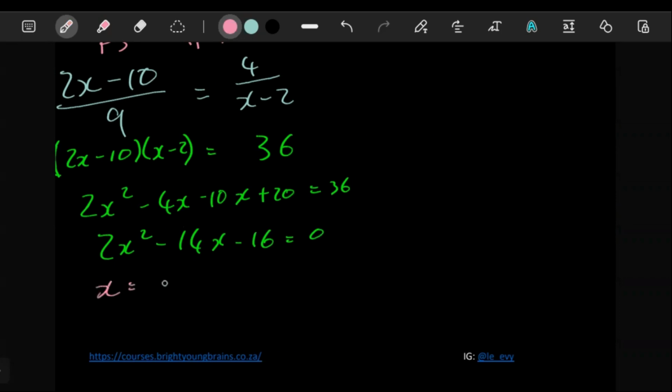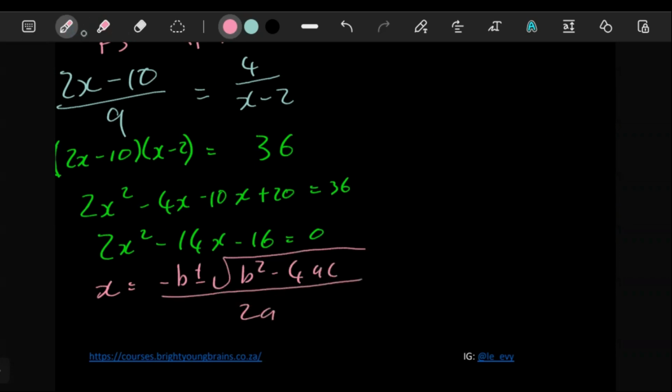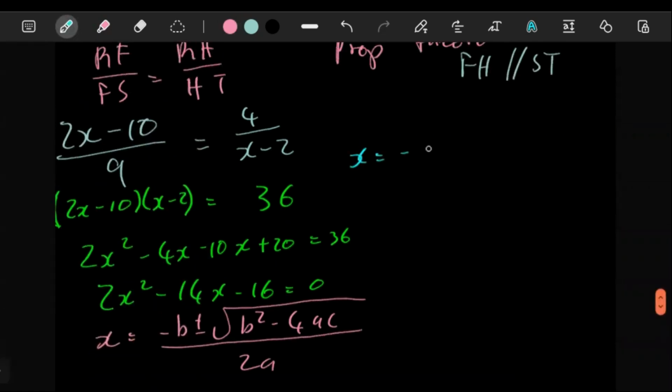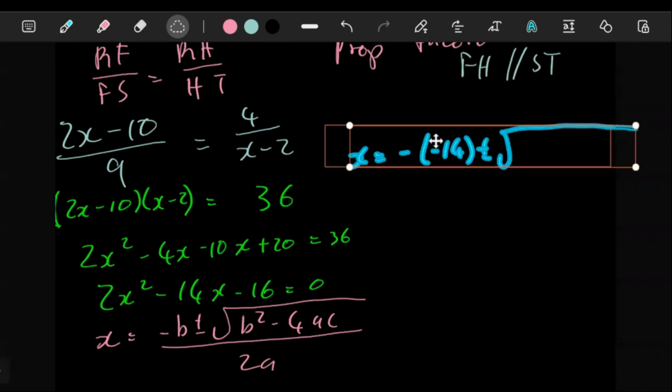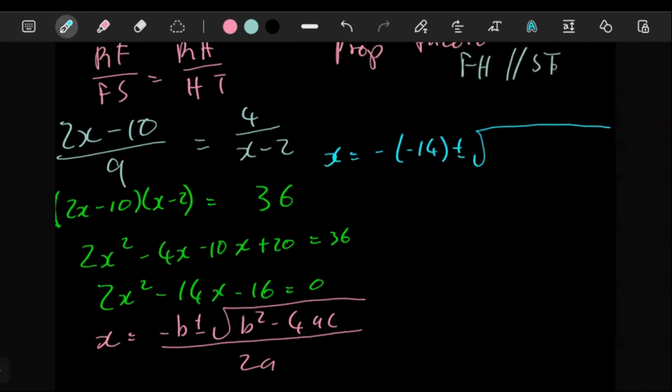And then here we might as well just use the quadratic formula. Some people would want to take out the 2 as a common factor first, but you don't have to. It's a choice, basically. So here x is going to be minus b, plus or minus the square root of b squared minus 4ac, where a is 2 and c is negative 16, over 2a. You can already put this in the calculator.